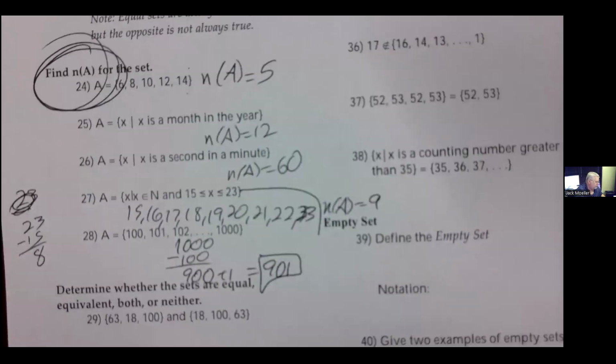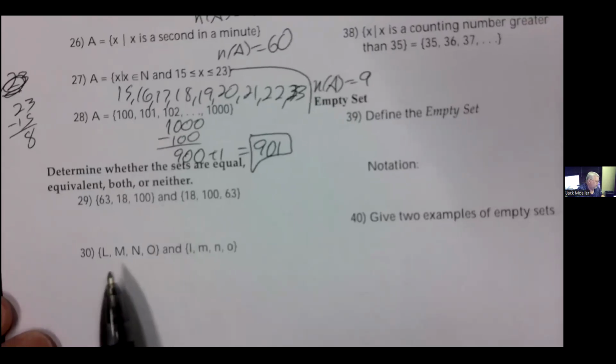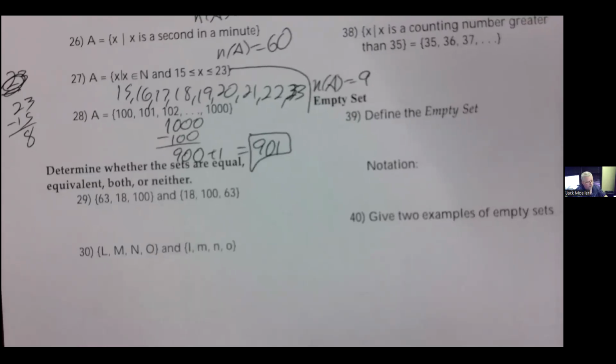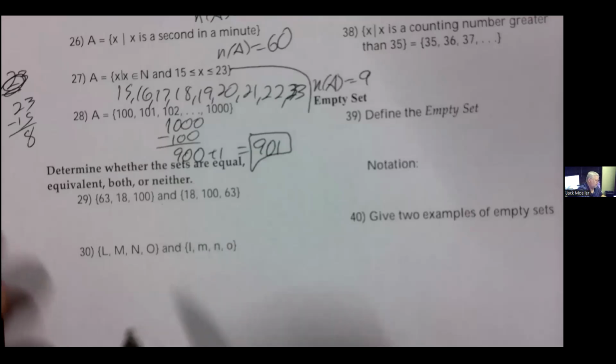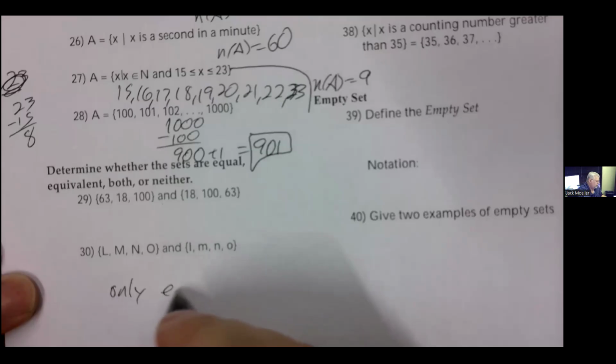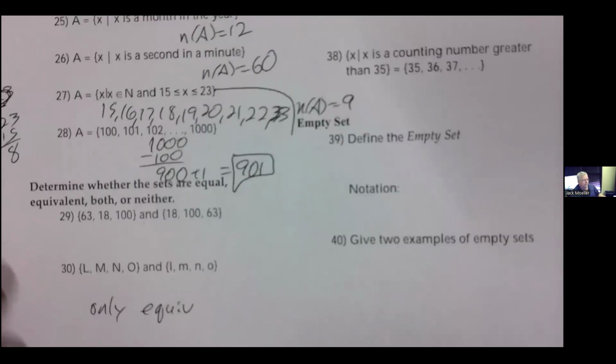The other thing to watch out for in MATLAB, what about 30? Are those equal, equivalent, both, or neither? Well, they both have 4 elements, so they're definitely equivalent. Are they equal? Well, in MATLAB, case matters. So since these are uppercase, these are lowercase, these are not equal. They're only equivalent. So uppercase, lowercase does matter to MATLAB.